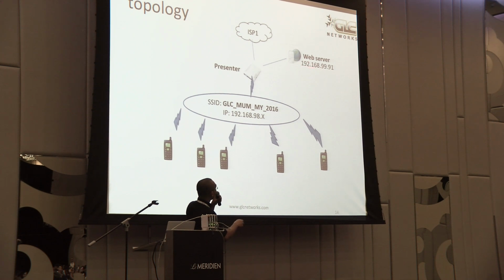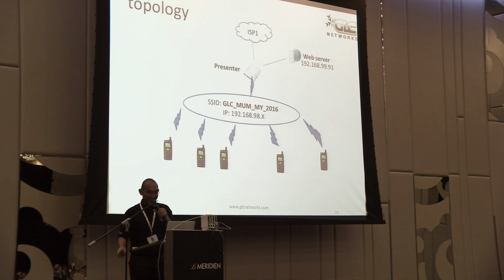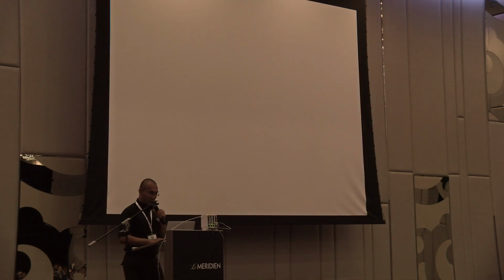That's the IP address of the web server, 192.168.99.91. And on my router, I have two interfaces. This is Ether5, and here is WLAN1. You will be connected to the internet with this SSID, glc_mom_my_2016, and this is the IP address that you will get. I'm still using the old style icon here, but you get the idea. Okay, let's do that.